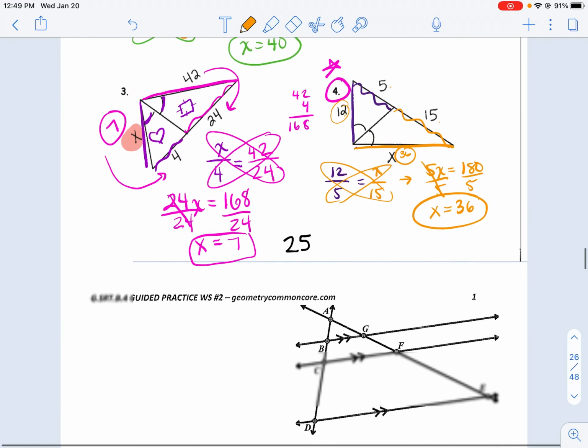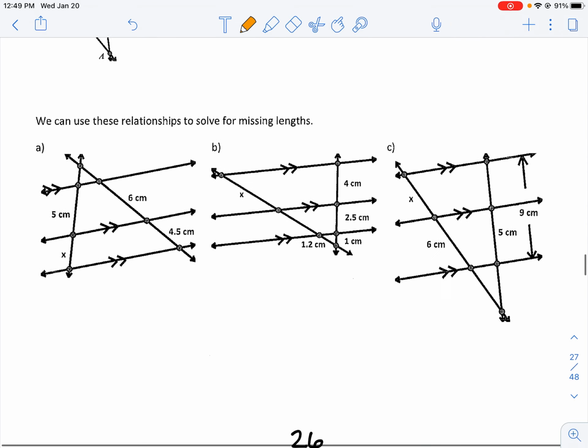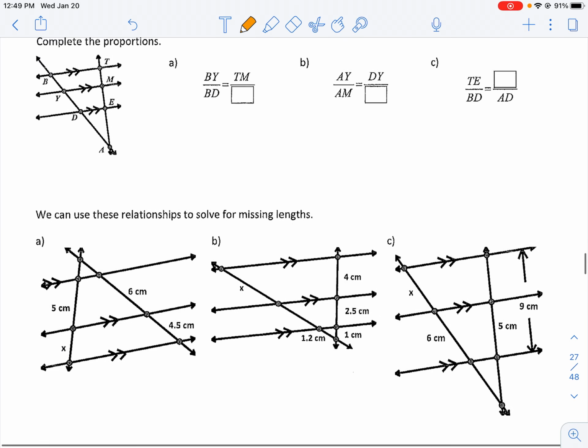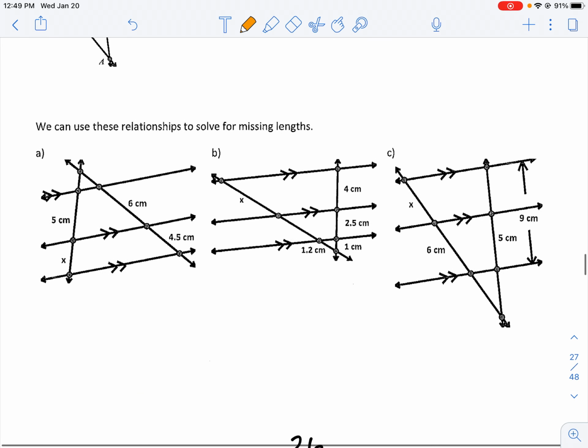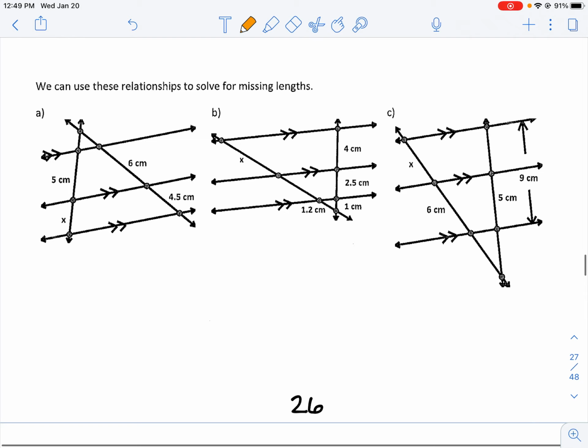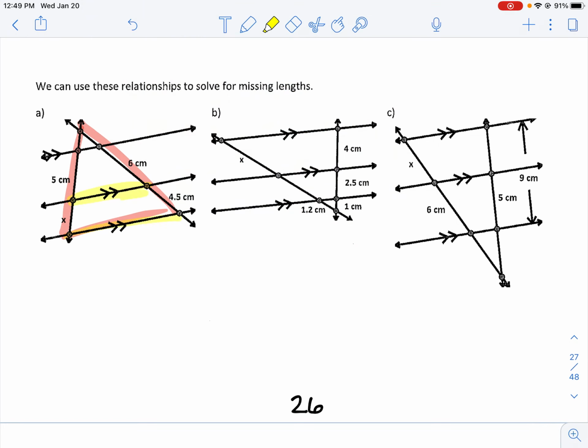Okay, so let's look at page 26 just so we can do a couple review questions. And these are actually some more side splitter problems that you guys did in yesterday's video. So let's go down to the bottom of page 26 just so we get a little review in. These are different ways to look at it. Same idea. Do you guys see in here we actually sort of have a triangle with two parallel lines? Right here are parallel lines. So let's write a proportion here.